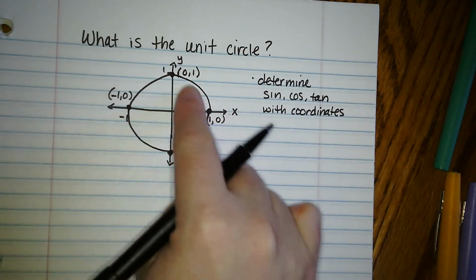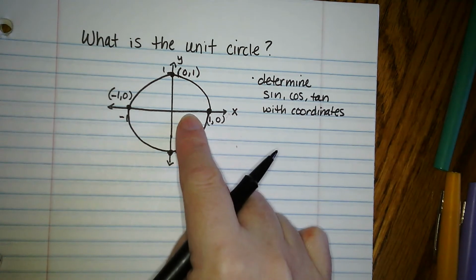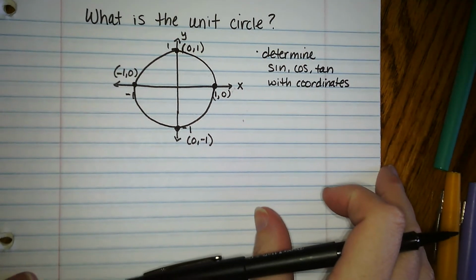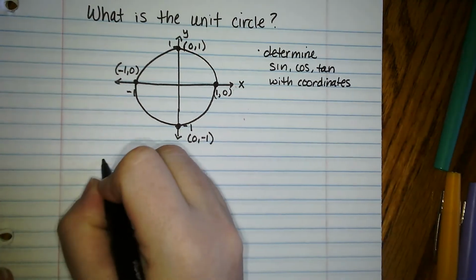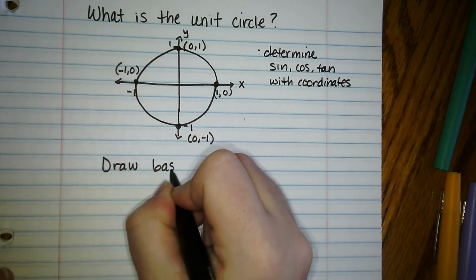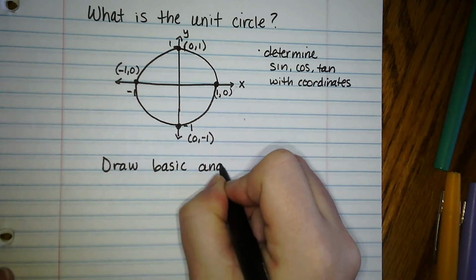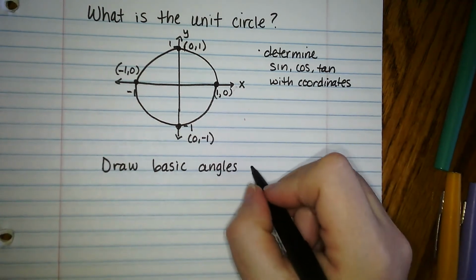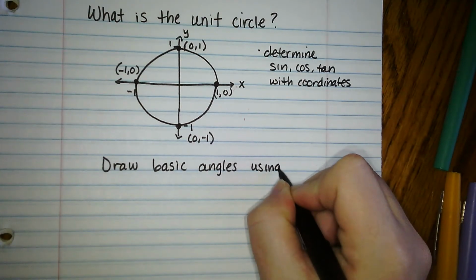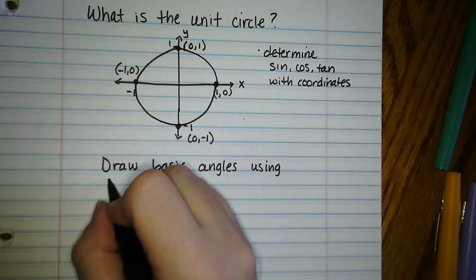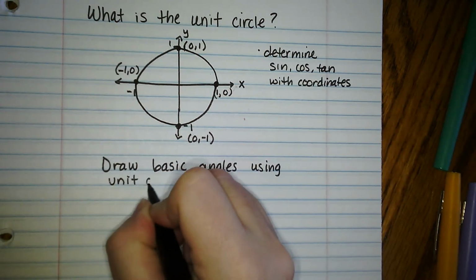What this diagram also does for us is it helps us set up all of the angle measurements when we have to draw them. So what we're going to do is draw some basic angles on the coordinate plane using what we consider unit circle measures.